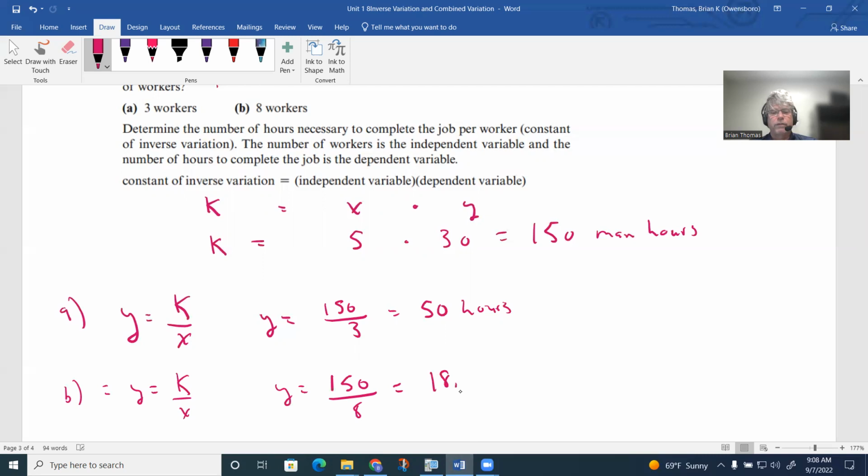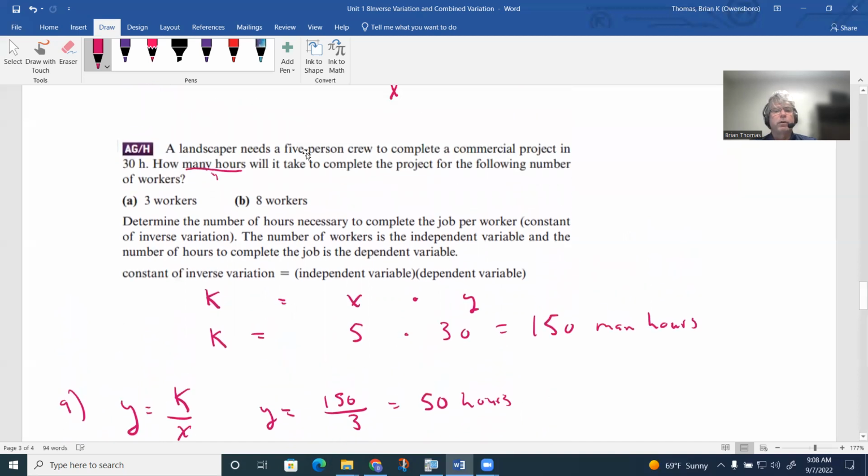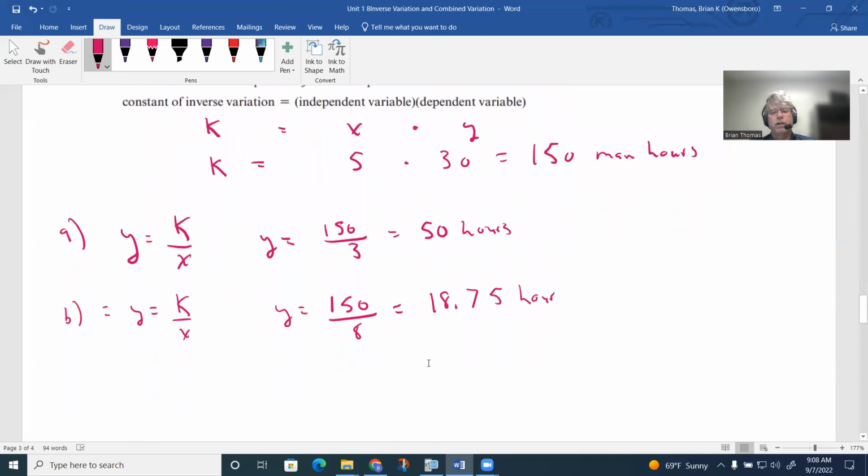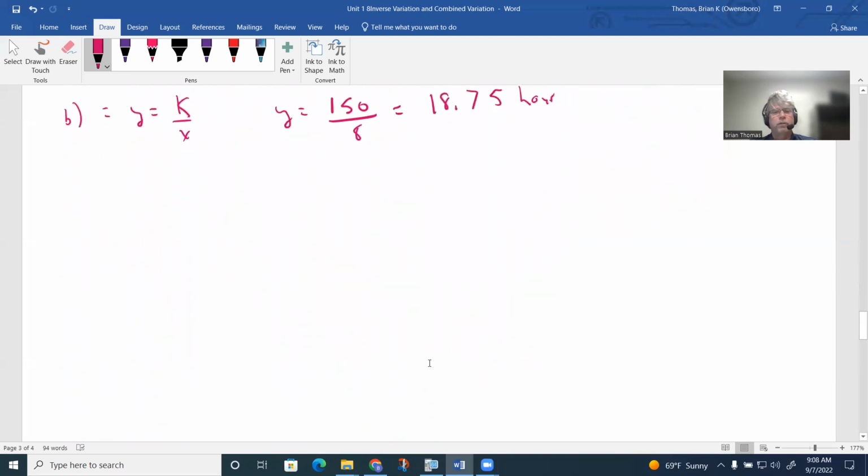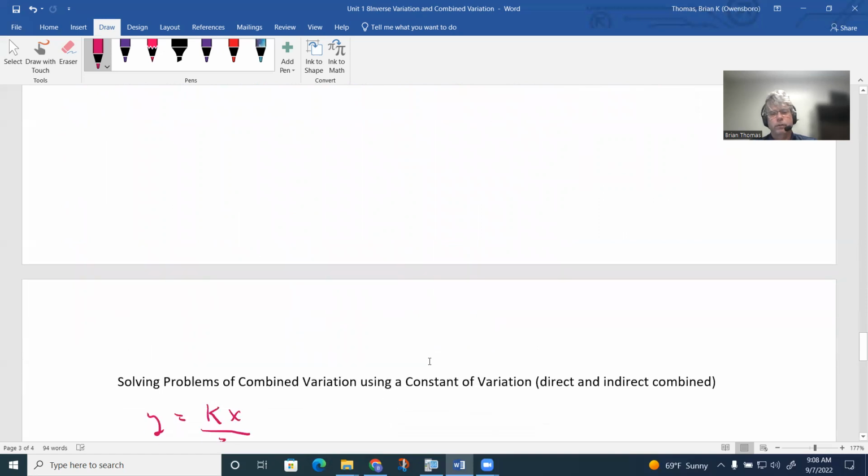So 18.75 hours. Notice that, again, 5 workers took 30 hours. 8 workers should take less than that. So 18.75 hours sounds reasonable. So that's how we can use a formula to solve that problem.